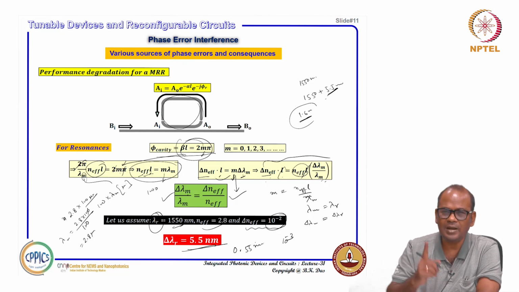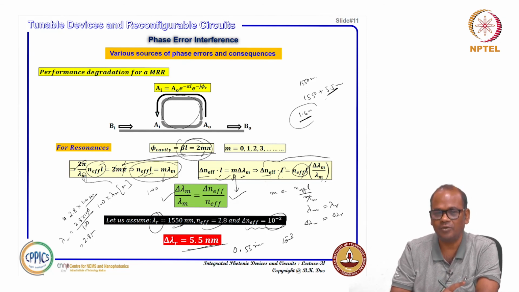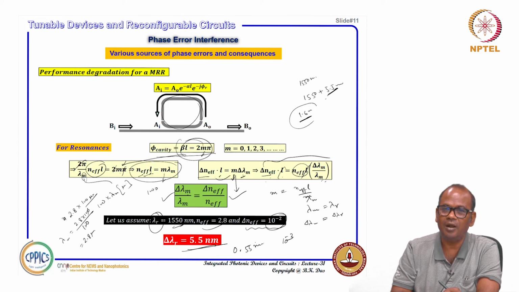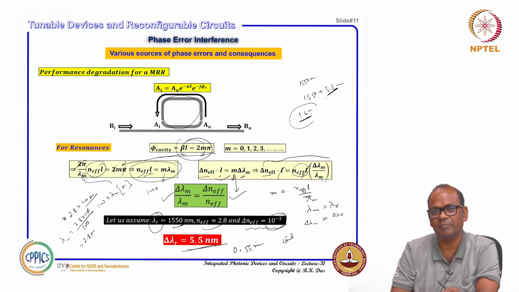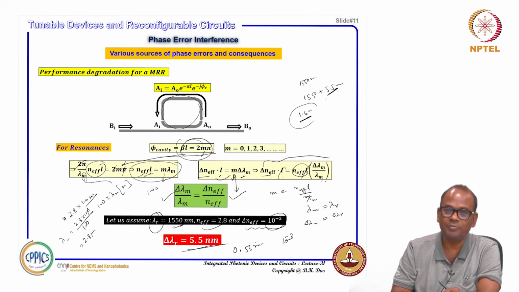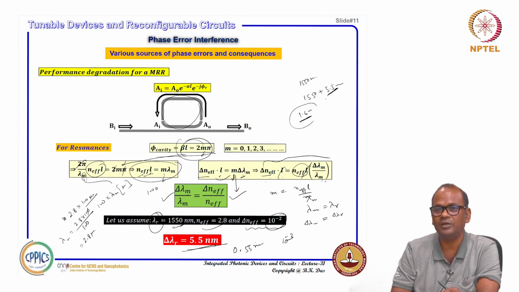So that means 1 nanometer waveguide width variation can cause your resonance to shift a lot. Half a nanometer shift can happen also. Okay, particularly for a high Q ring resonator, this half a nanometer shift means you are gone completely outside of your resonance wavelength. So that's a huge problem.